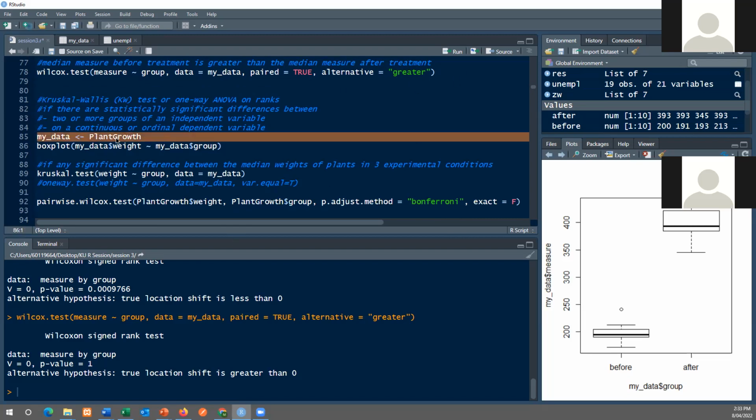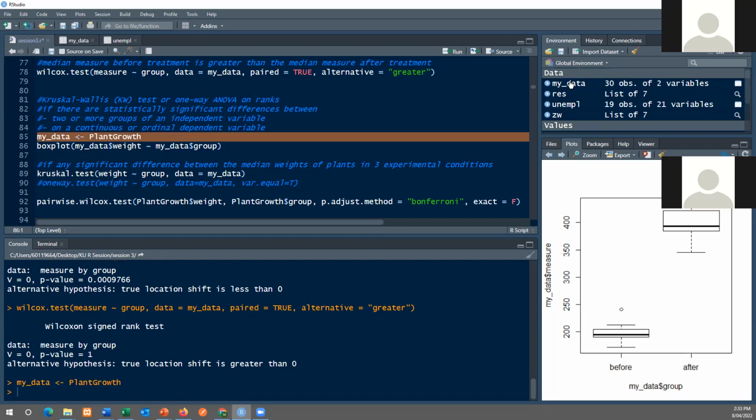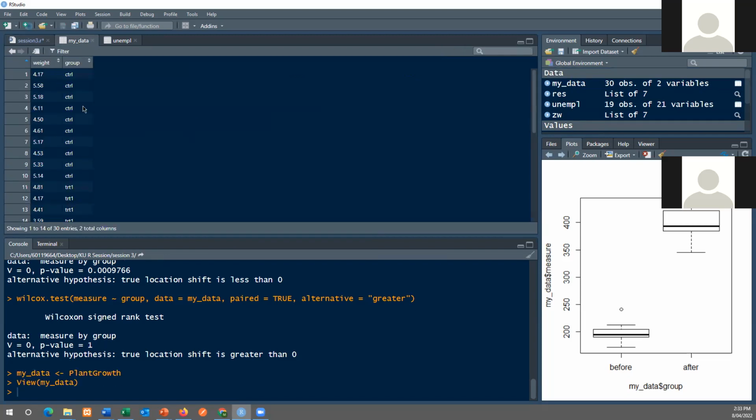In this case we have a data set called PlantGrowth, which comes automatically when you install R. This data set is available. If we load the data here and look at it, it looks like this. It has two columns: weight and group. There are three groups: the control group, treatment group 1, and treatment group 2. So now we actually have three groups.